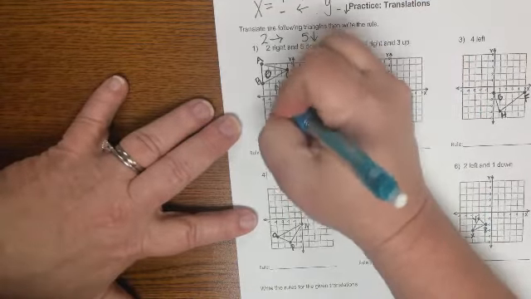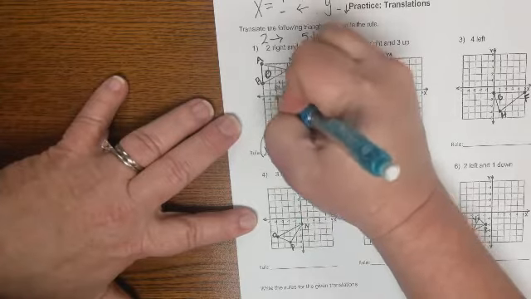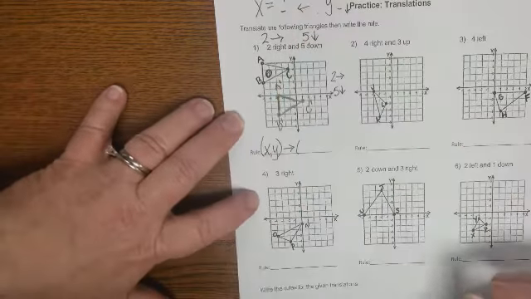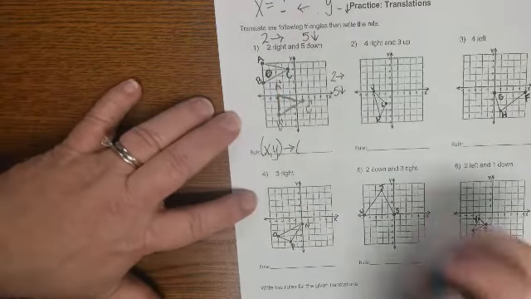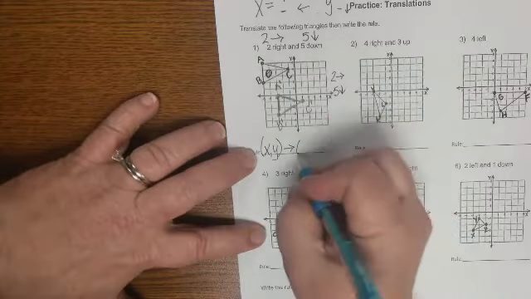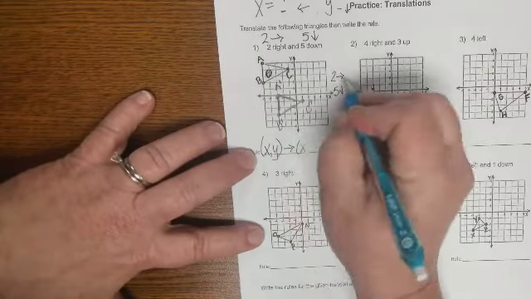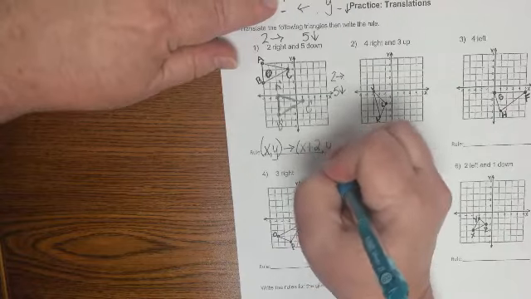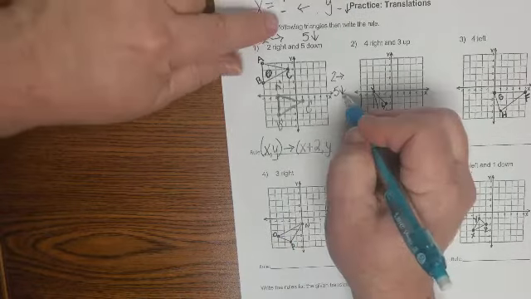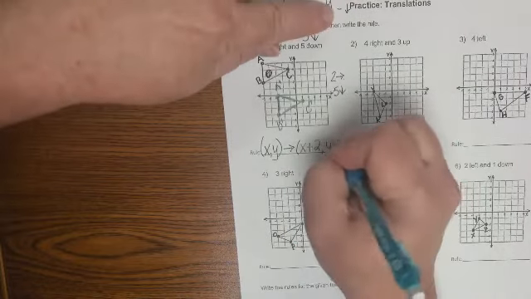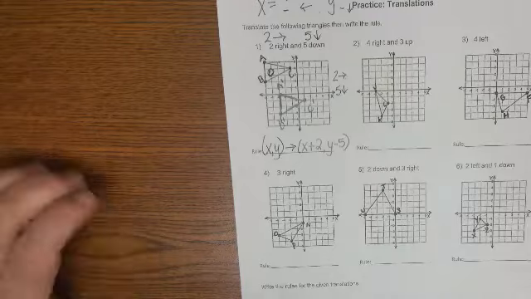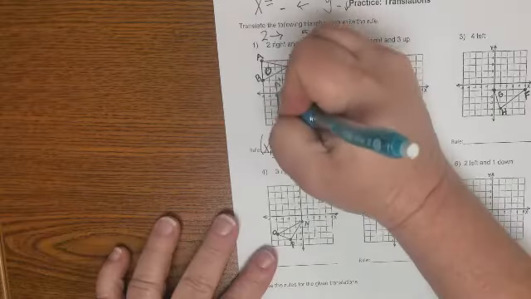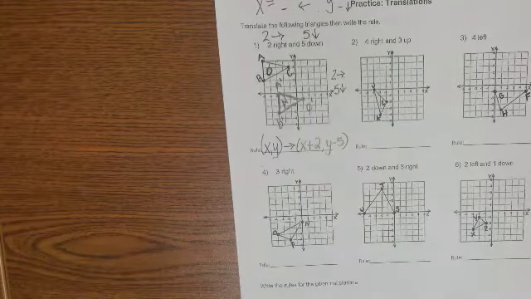You are going to draw your shape. It should look in the same orientation as what you had. And then, of course, writing your rule, I've got x, and I'm to the right, so that means I'm plus 2. And I've got y, and I'm going down, so that means minus 5. And I'm done, okay?